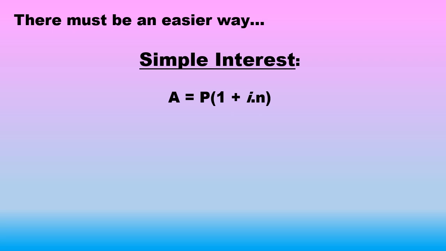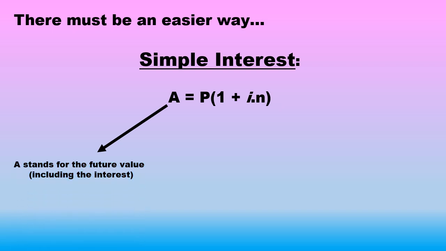Okay, but you know that there is an easier way. You know that there's a formula we can use. The formula for simple interest is A is equal to P times (1 plus i times n). And what do all these lovely letters stand for?